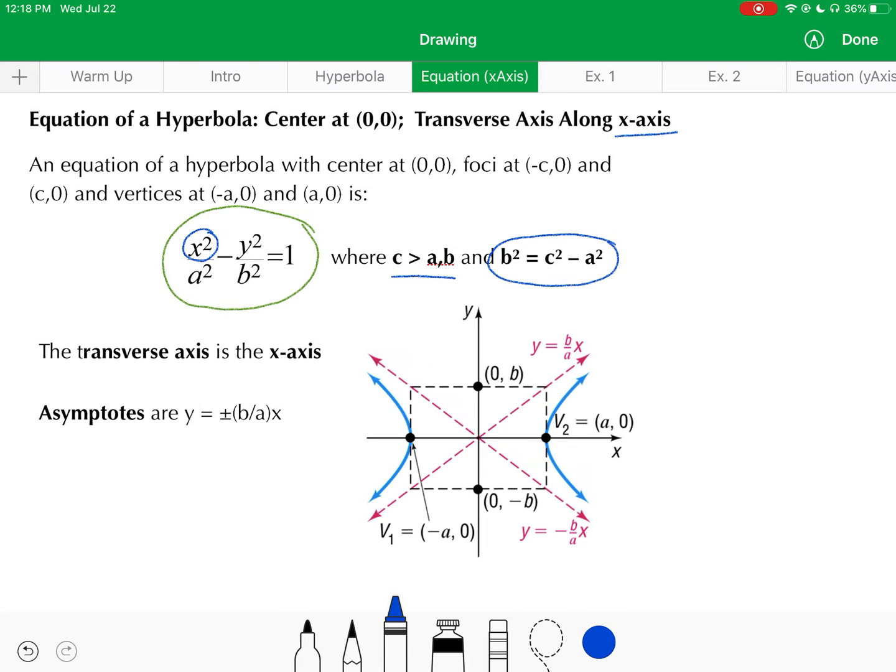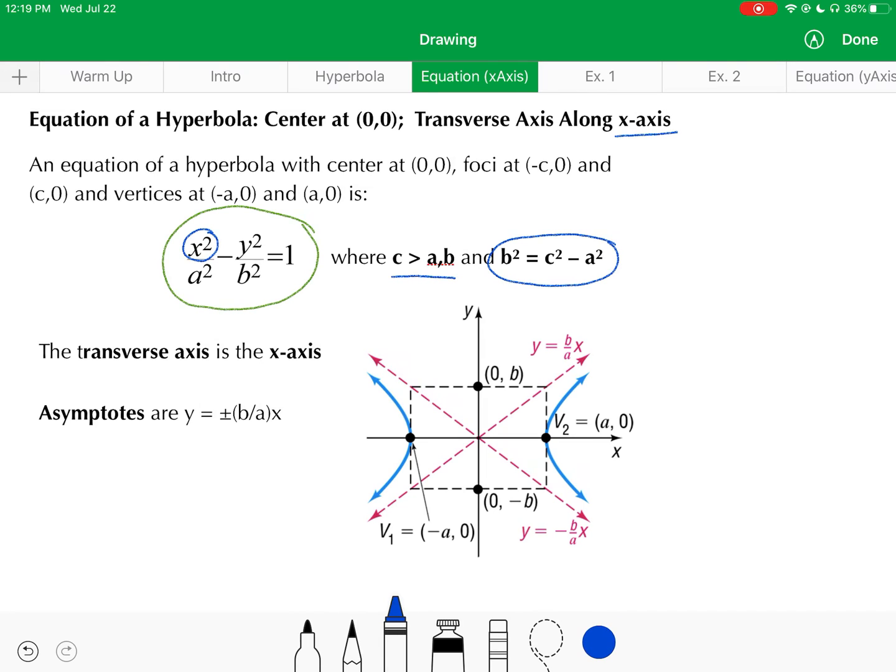The other thing I want you to notice, if you look in the picture here, look at your asymptotes. Your asymptotes will have equations of y equals b over a x and y equals negative b over a x. Really simple way of determining those is just by using the values for your vertices and your co-vertices, right? A and B give you your vertices and your co-vertices. They're also going to give you the slope of both of those asymptotes, okay?